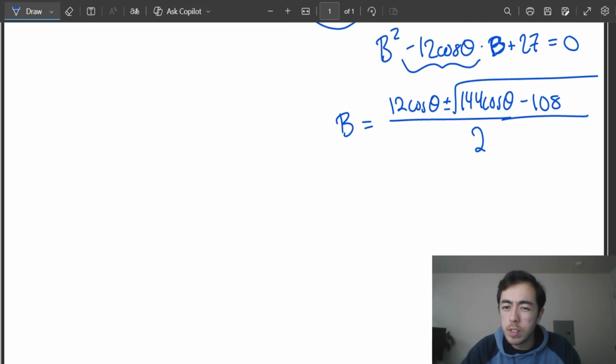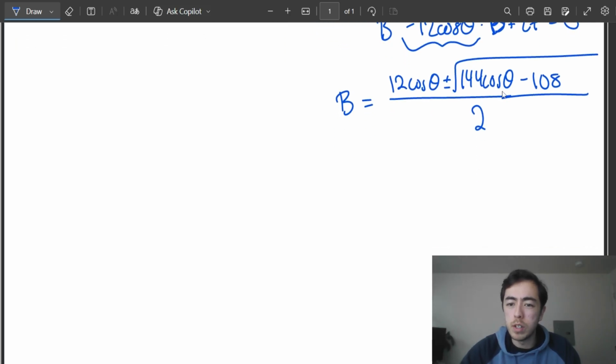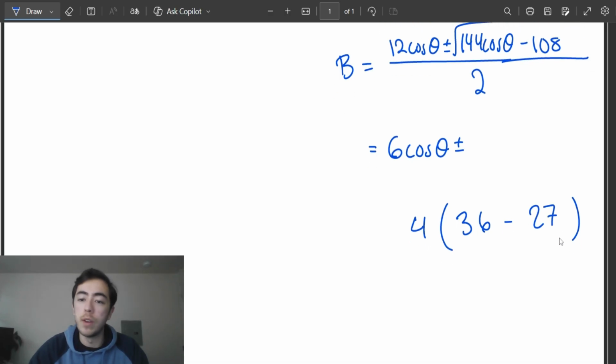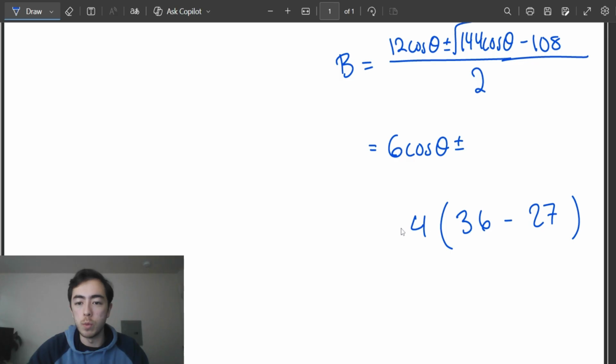Let's simplify some stuff. We could just simplify the 12 and the 2 to get 6 cosine theta. And then, well, 144 is a square number, but 108 isn't. I know I could factor out a 4 from both. This would create a 36. This would create a 27. Oh, and then I guess I could factor out a 9 as well. And then that would create a 4 and then a 3.